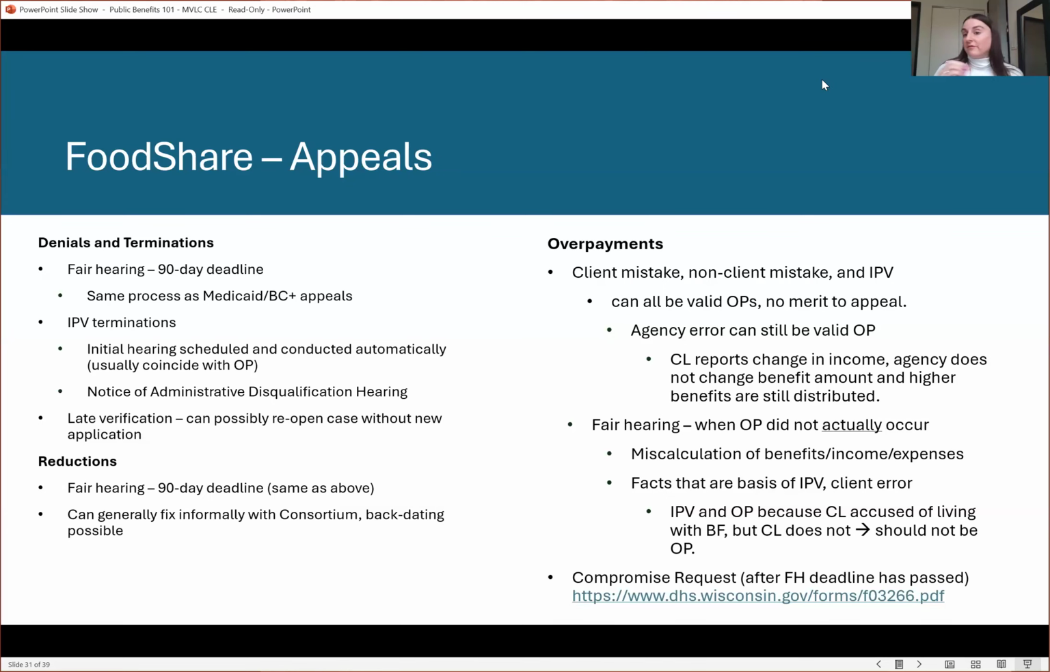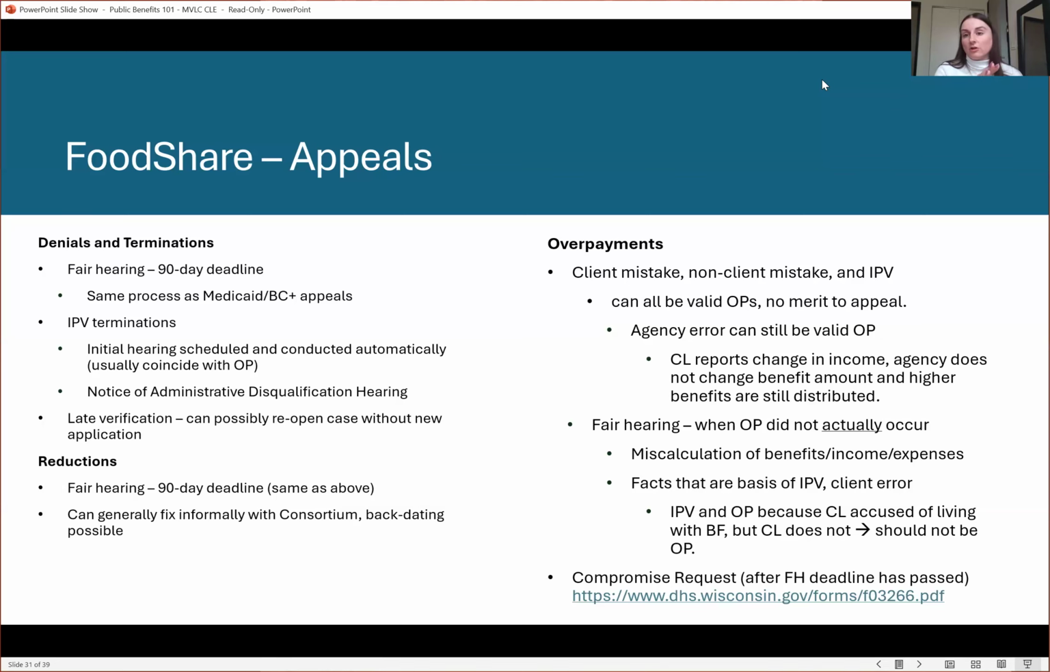Appeals, same fair hearing process, but 90-day deadline for food share, not 45, 90. IPV terminations, the most important thing to note here is that there's an initial hearing that's scheduled and conducted automatically right away with or without the client. They'll get a notice of the hearing. That's important to note, but that hearing's going to happen, and it's important for the client to go and correct the narrative if they need to right away before they have to do an ALJ hearing.